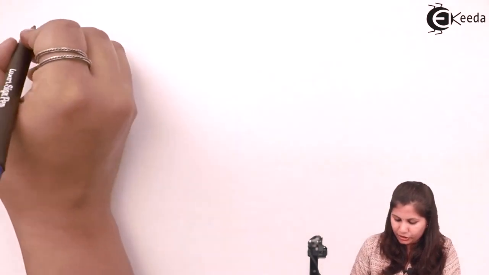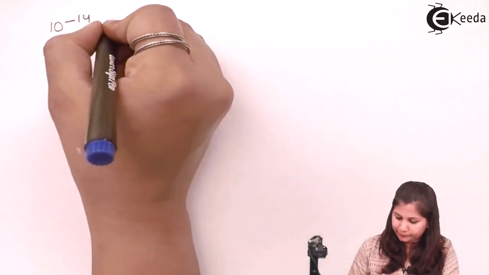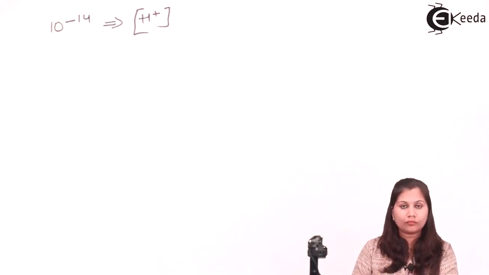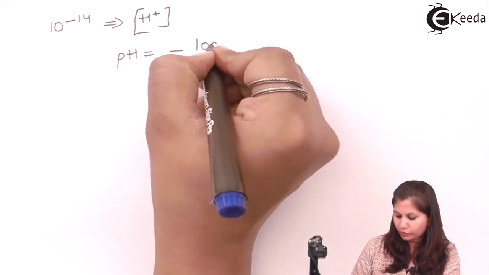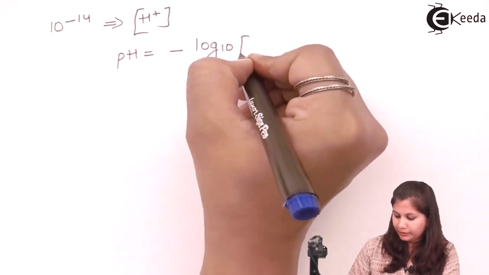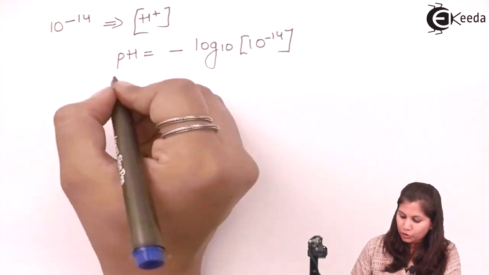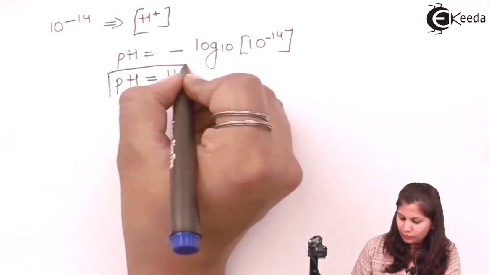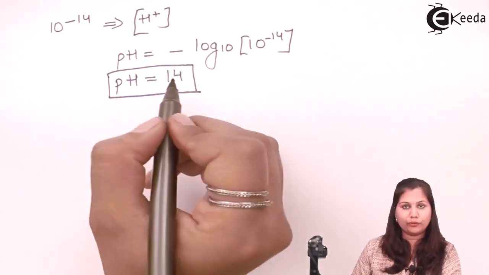Suppose that in a solution we have the hydrogen ion concentration as 10 raised to the power minus 14. So we are going to put its value in the formula, minus log to the base 10, and here we have 10 raised to the power minus 14. So pH is coming out to be 14. So the pH of that solution is 14.